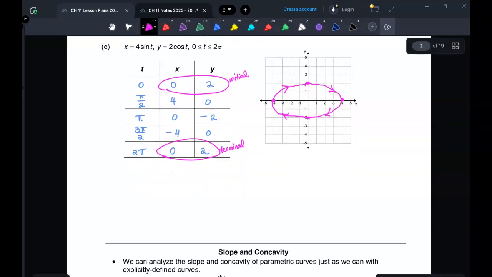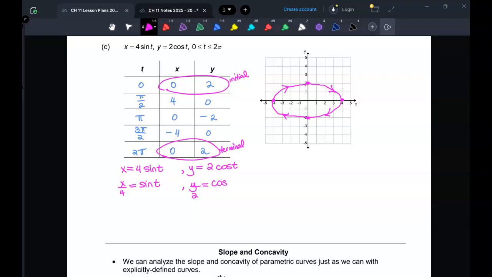Okay, now if x is equal to 4 sine t and y is equal to 2 cosine t, I can make x over 4 equals sine t and y over 2 equals cosine t. So I can apply that same rule that we did in example B. But how do you just get rid of everything with this? How do I get rid of everything where?